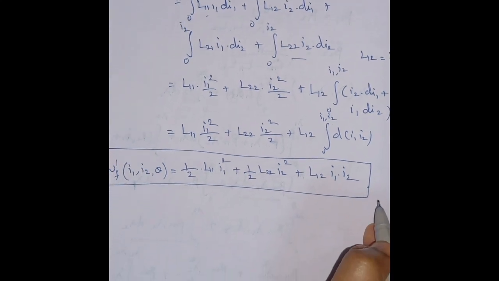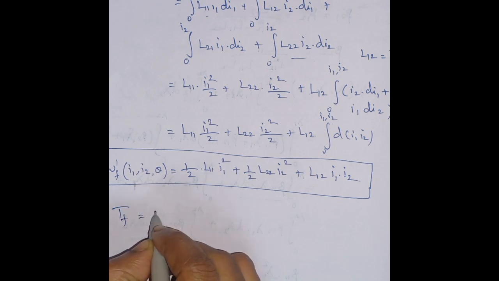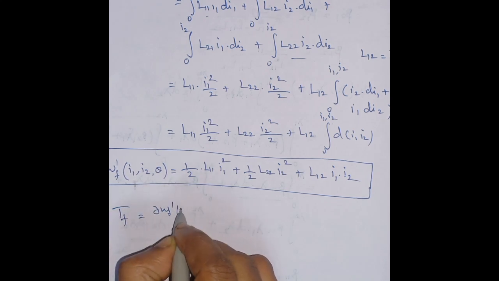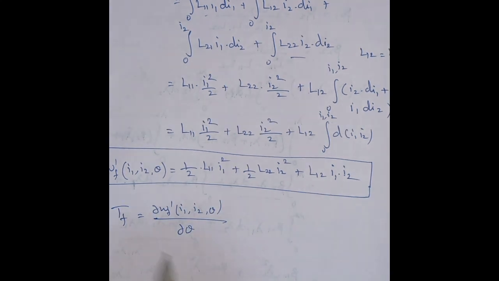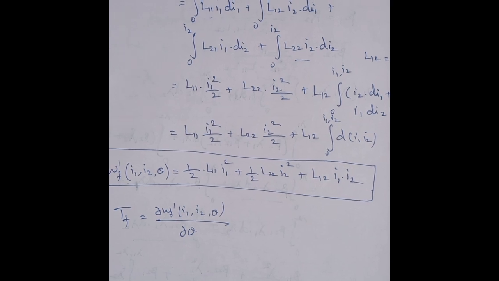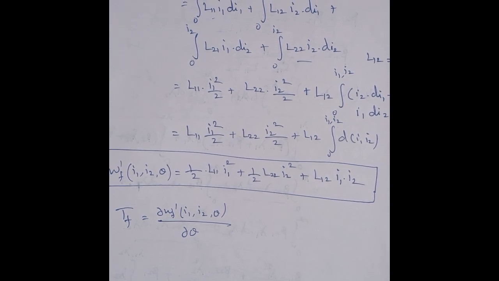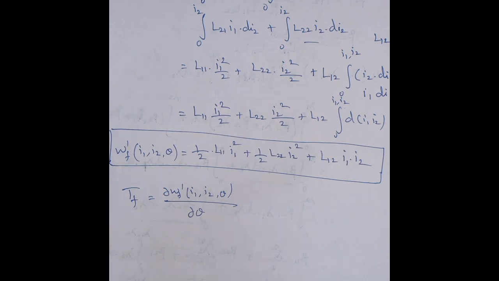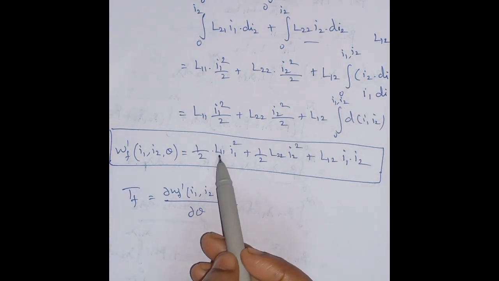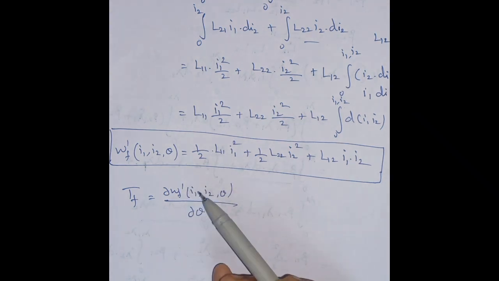Okay, so what is the torque produced? Torque F is equal to dou F dash of I1, I2, theta divided by dou theta, correct? Here, what is a function of x or theta? Inductance is a function of x or theta, correct? Inductance varies when the air gap distance varies. In the same manner, when angular displacement varies, the only component that varies is inductance. So the inductance should be represented as the differentiation of this one, correct?